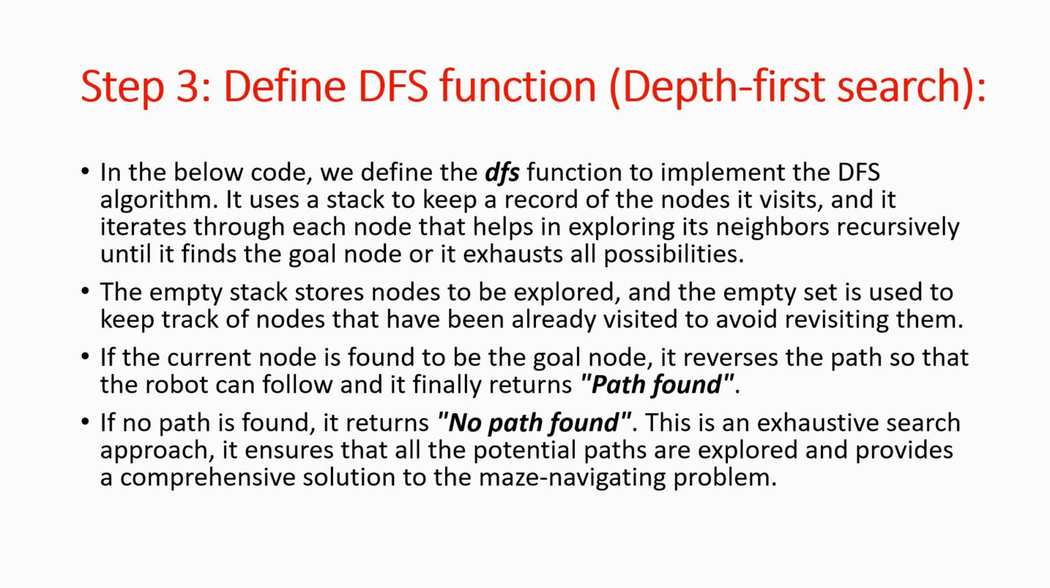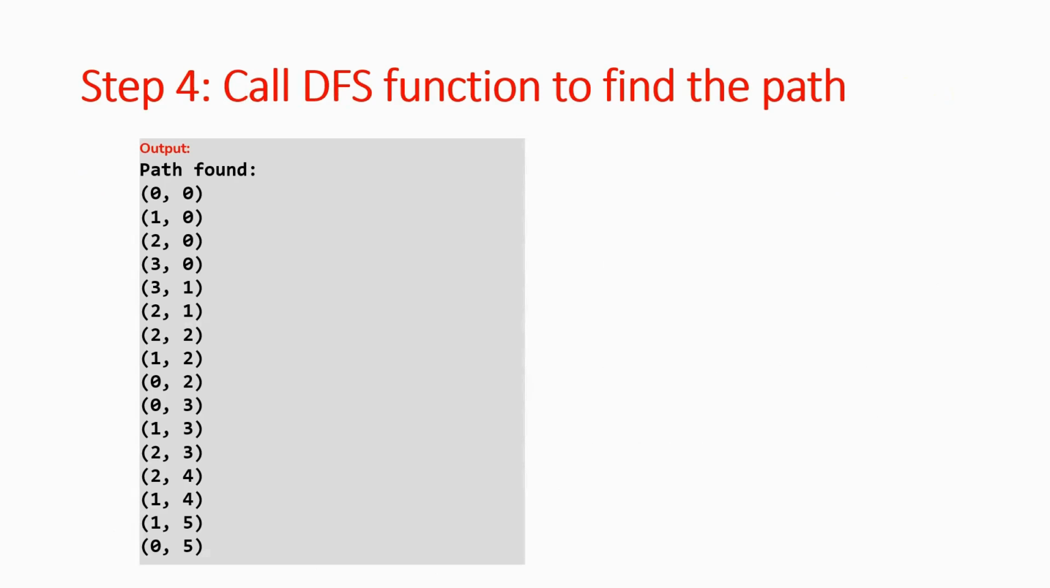I show the path here. We clearly demonstrate how DFS explores the maze, moving deep into the branch, right? Until it finds the goal or hits a dead end, then backtracks to explore other options, right? To provide the one valid path found. If the path is found, we mention the path found. If it doesn't, it returns no path found.